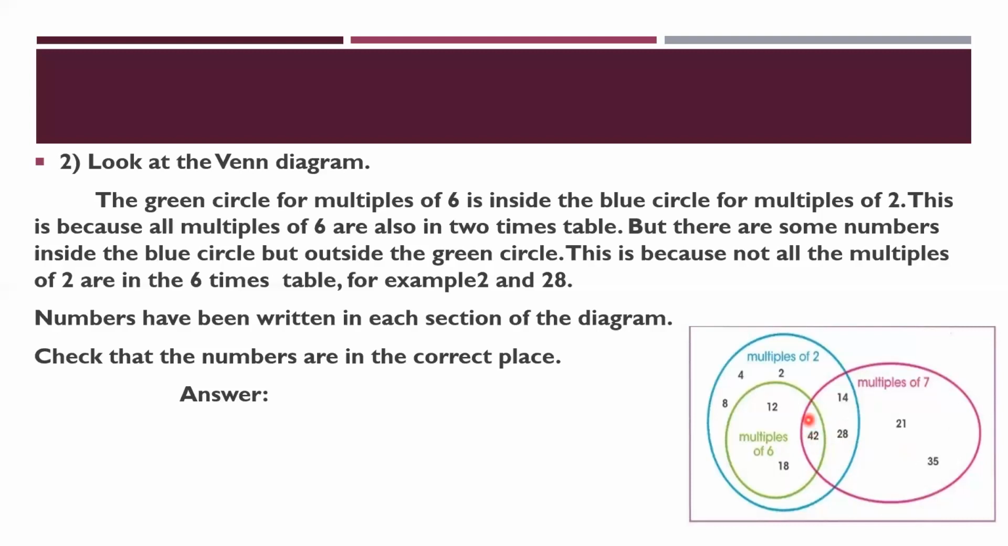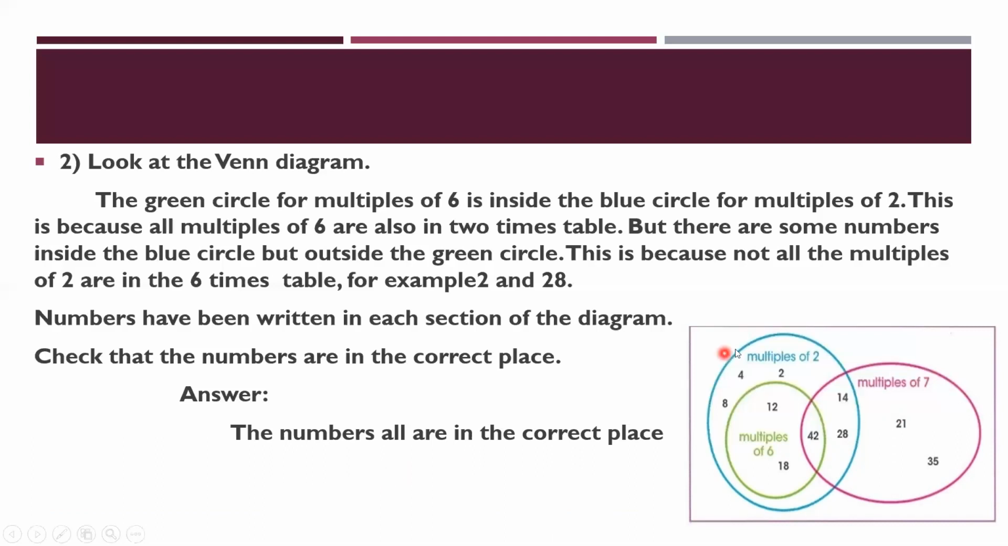Now what about this one, the intersection part, 42? It should satisfy the 2 condition. That is, it should be a multiple of 2 as well as a multiple of 6. Then only the entire Venn diagram will be correct. 42. Yes, it's a multiple of 6 as well as a multiple of 7. 7 6s are 42, 6 7s are 42. So everything is correct. So what can you conclude? The numbers all are in the correct place.